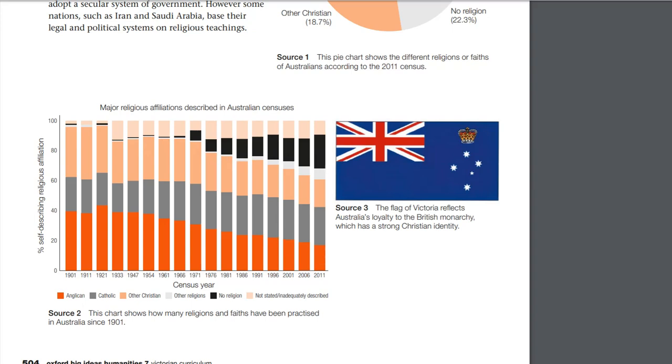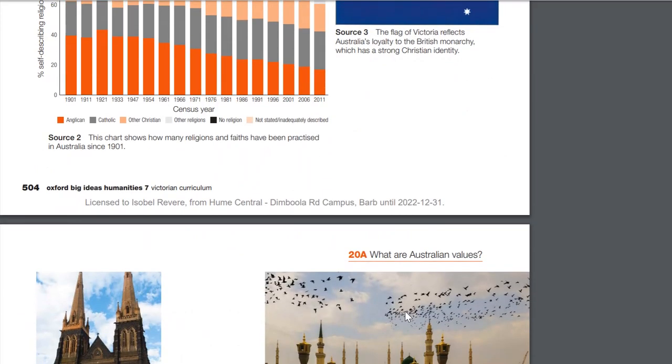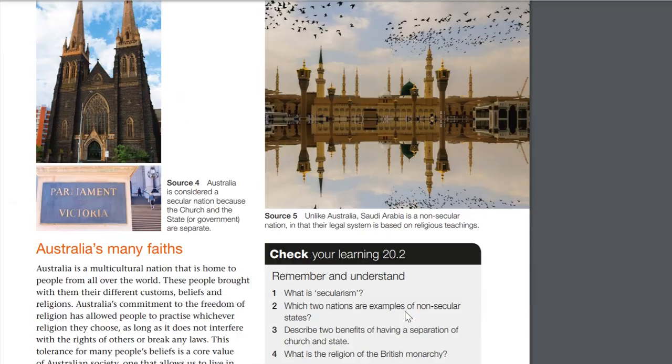So source 3. The flag of Victoria reflects Australia's loyalty to the British monarchy, which is a strong Christian identity. So the British monarchy is the kings and queens of England. And as part of the Commonwealth, we have the British monarchy as our monarchy. Okay, so we're part of the Commonwealth, the British Commonwealth. So that's why the flag of Victoria has something that reflects that monarchy. We are not part of England, but we are part of the Commonwealth.